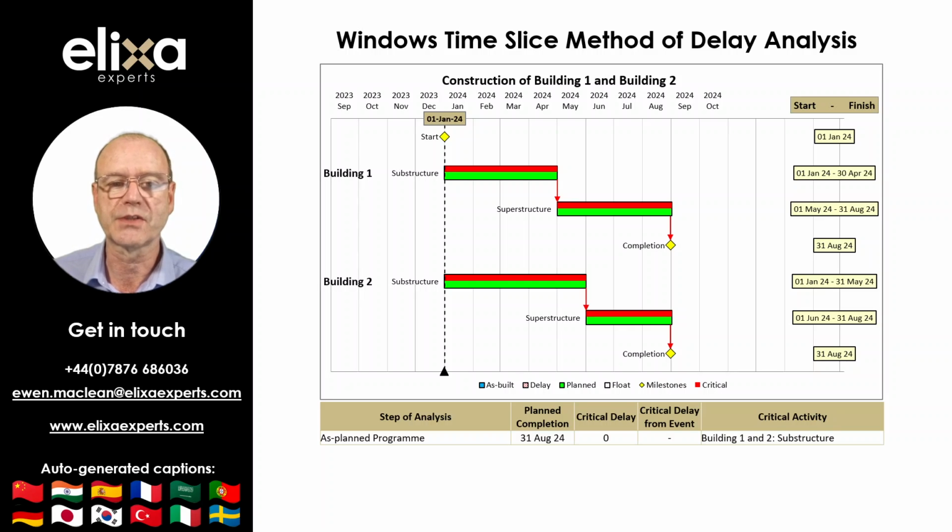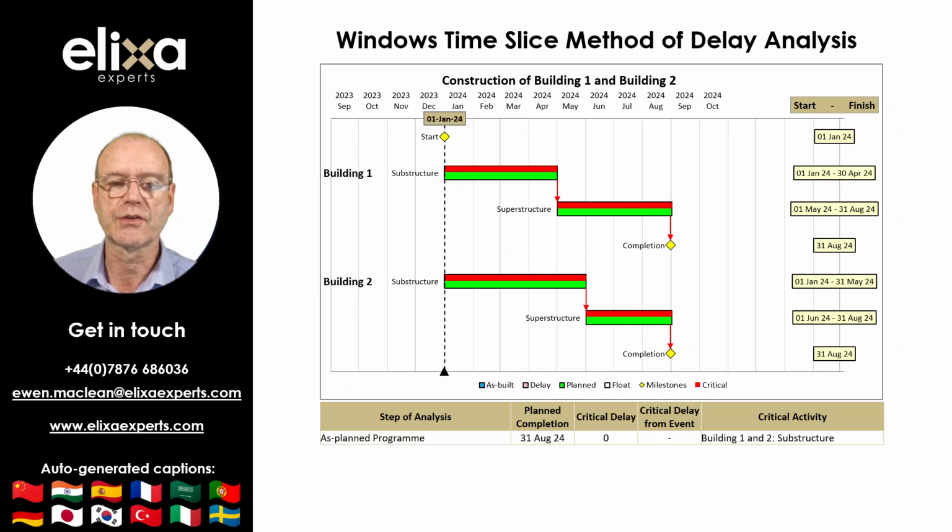The Windows time slice method of delay analysis provides for developing a series of baseline program updates or revised contemporaneous program updates in discrete periods of time, often referred to as windows, and recording any slippages to the completion date as a measure of critical delay arising in each window. Project records are then examined to assess precisely which events might have caused any critical delays.